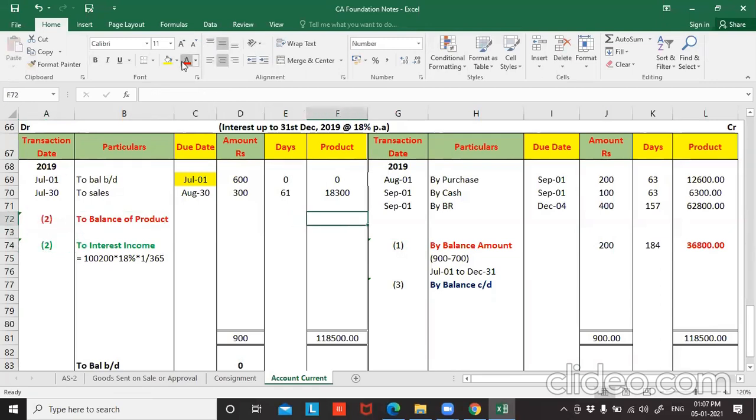How do you take the balance of the product? The total of the credit side is 1,18,500 minus debit side 18,300. This is the balance of the product. Do you agree with me? Yes or no? This is my second step.